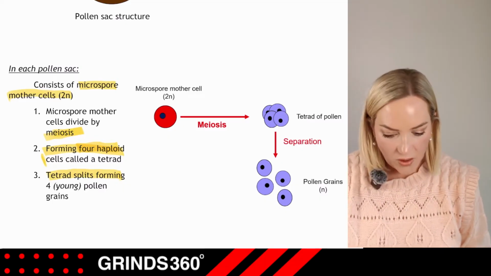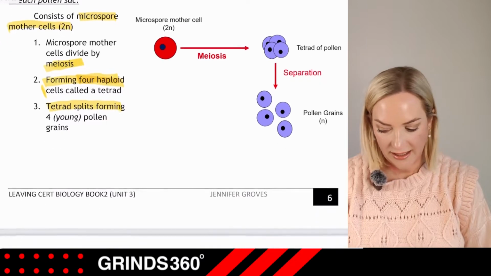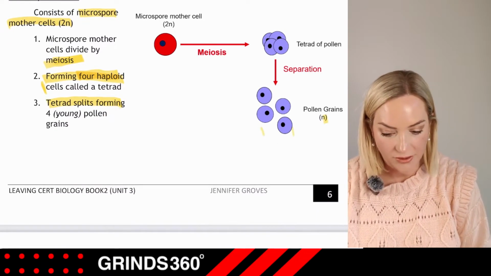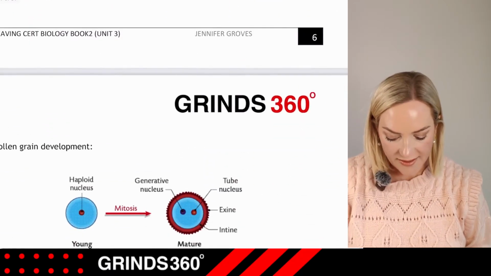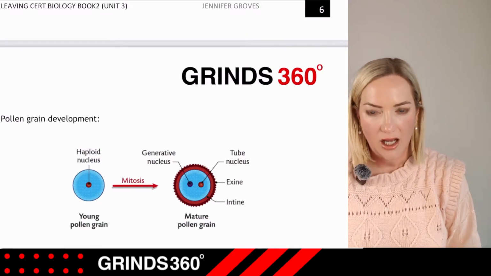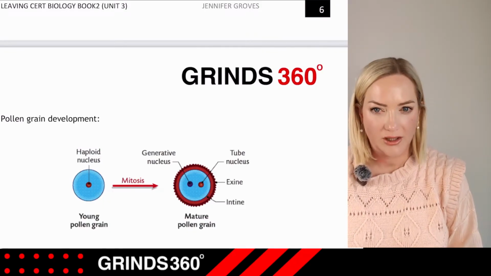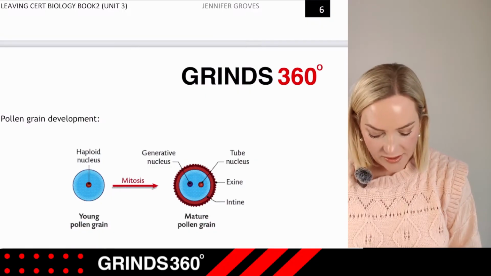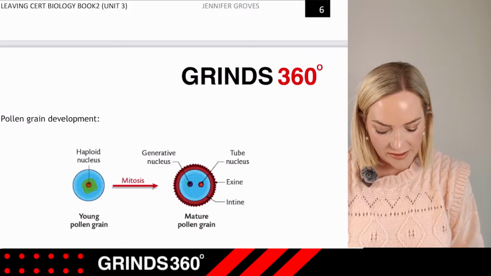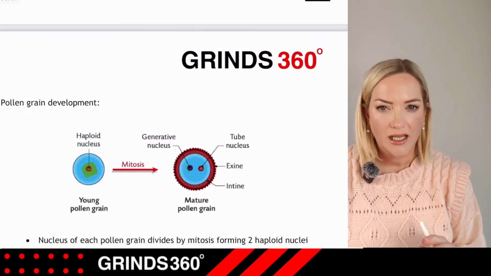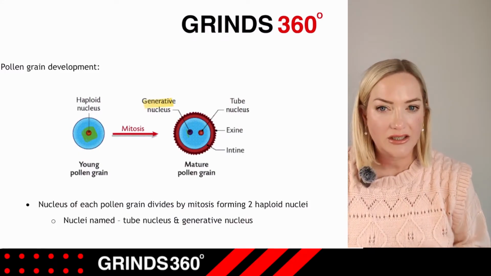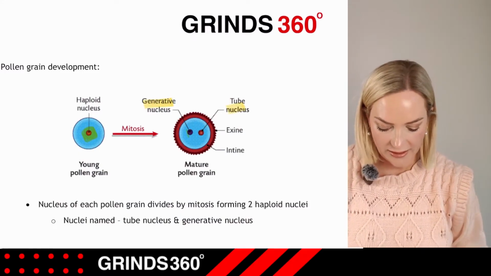Okay, so our 4 pollen grains here. Each one of these is going to be a potential male gamete. With our pollen grain development, one of the nuclei within this young immature pollen grain is going to divide by mitosis. So this haploid nucleus is going to divide by mitosis, and we're going to end up with 2 nuclei. One of those is called the generative nucleus and the other is called the tube nucleus.